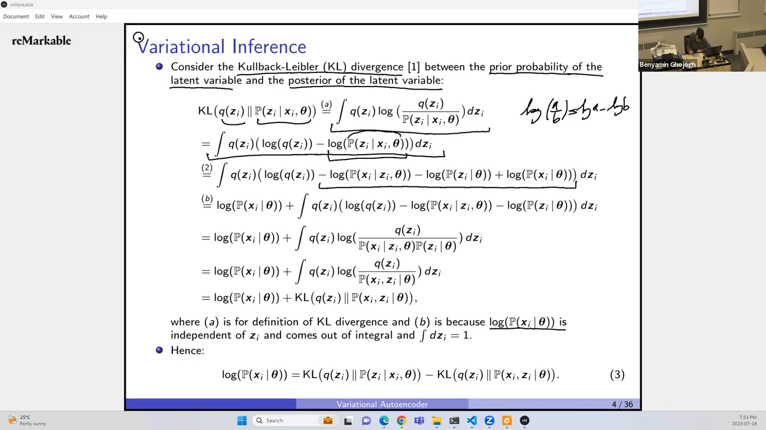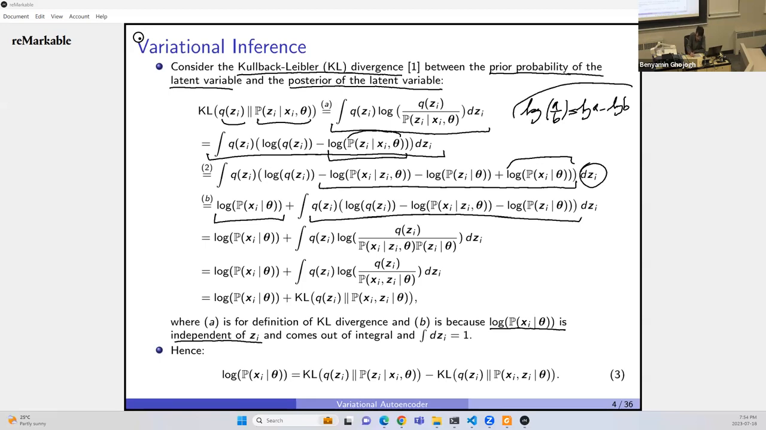We know that logarithm of P of Xi given theta is independent of Zi. What do I mean? Look, this one. This is inside the integral with respect to Zi, right? And it doesn't have any Zi in it. Therefore, it can come out of the integral, and we'll have logarithm of P of Xi given theta times integral of dZi. What is the integral of dZi over all domain? It's one. Therefore, it becomes this times one, which is itself, plus the other terms inside the integral, right?